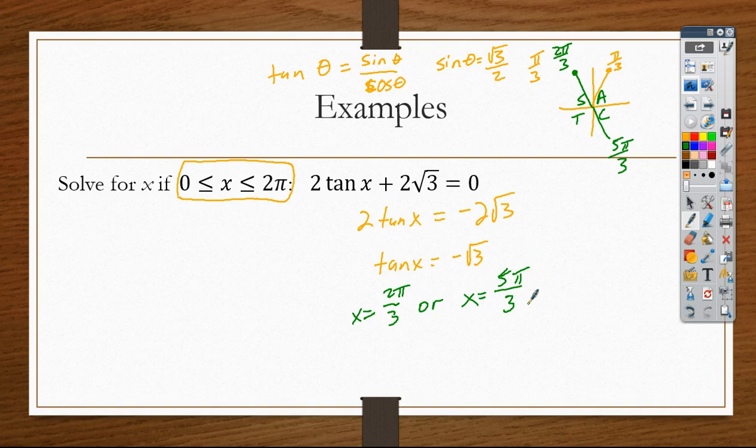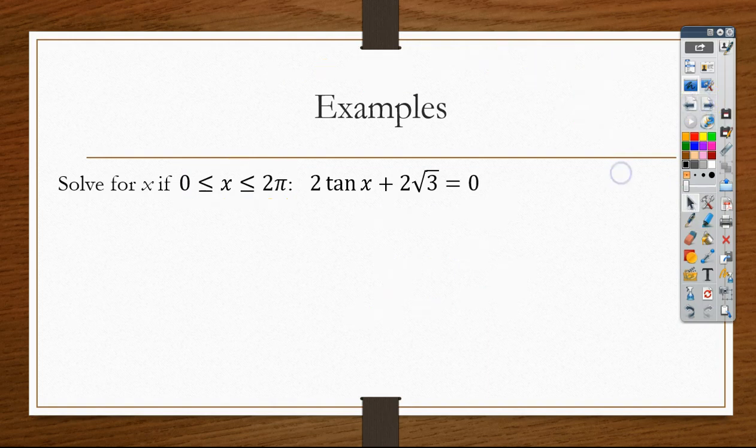Use the unit circle. Be able to find it. Okay, start finding patterns if you need to. Take some extra time looking at them. Try to find the patterns.